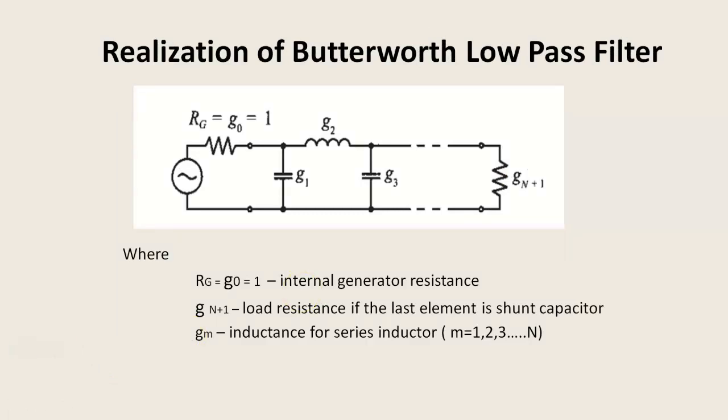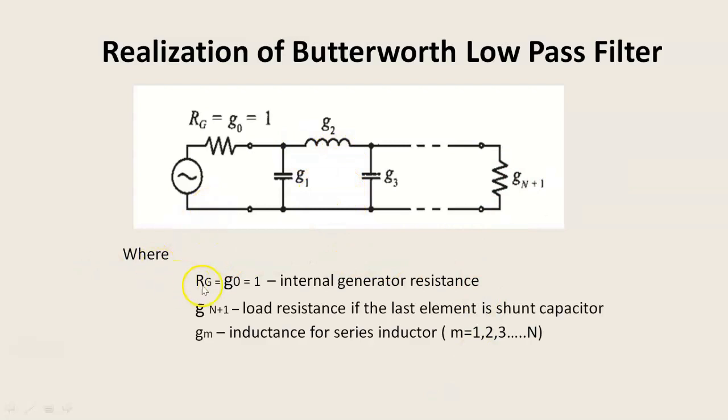Let us see the realization of Butterworth filter. The figure shows one common type of realization of a Butterworth low-pass filter. Initially, we set Rg equal to G0 equal to 1. The element values in the circuits in the figure are numbered from G0 at the generator side, this is G0, and Gn plus 1 at the load location. The elements in the circuit alternate between series inductance and shunt capacitance.